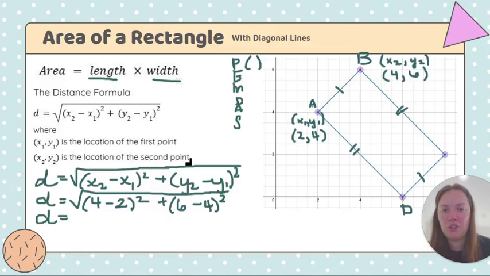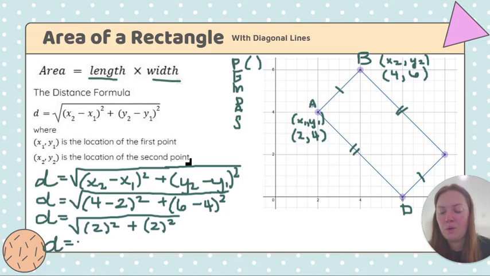The first thing we have to do is solve for the inside of our parentheses. So we're going to do the subtraction in each one of these parentheses. So 4 minus 2 is 2. And 6 minus 4 is 2. Okay, so we have 2 squared and 2 squared.